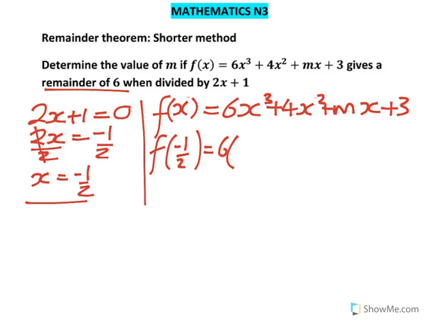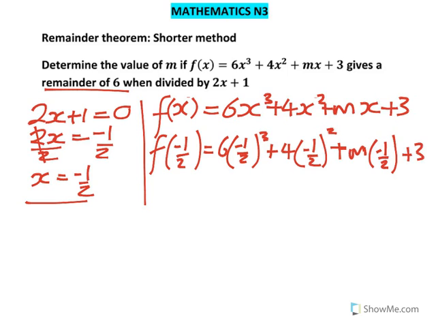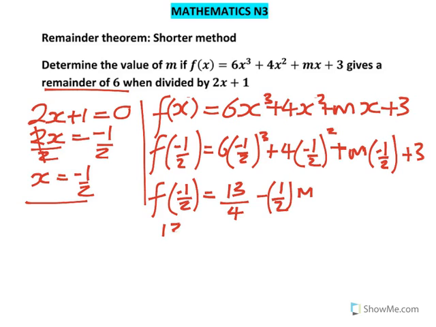So what am I having now? It's minus half cubed plus 4 times minus half squared plus m times minus half plus 3. Remember, x is minus half. So this is what you're going to have if you finalize it. But remember, they told us that the remainder is 6. So you're going to have 13 over 4 minus 1 over 2 m is equal to 6.